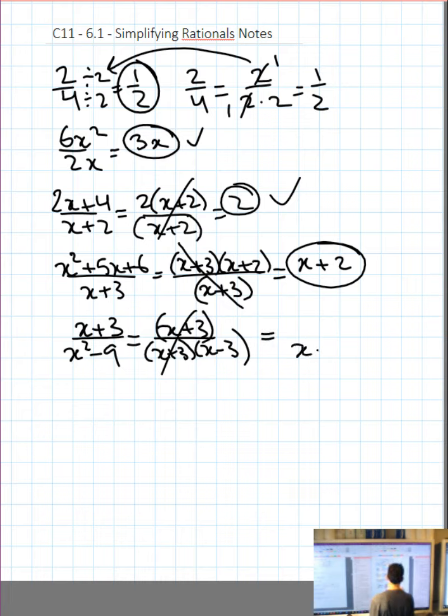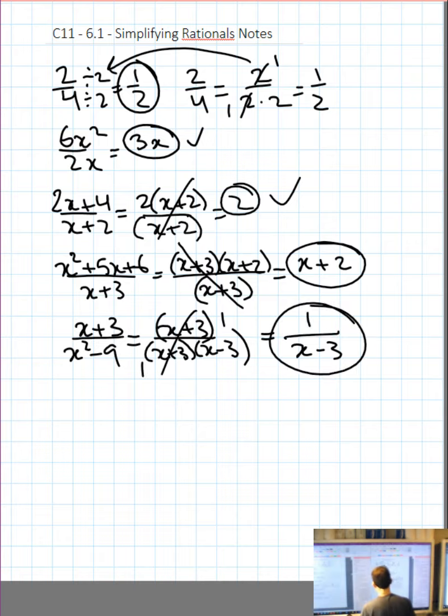But what are we left with? Are we left with just x minus 3? No. We divided the top and bottom by x plus 3. If we divide the top, x plus 3 divided by x plus 3 is 1. And the same principle down below. So we have a 1 on the top. Be careful with those. Pick an x value, put it into the question, put it into the answer, make sure it's the same.